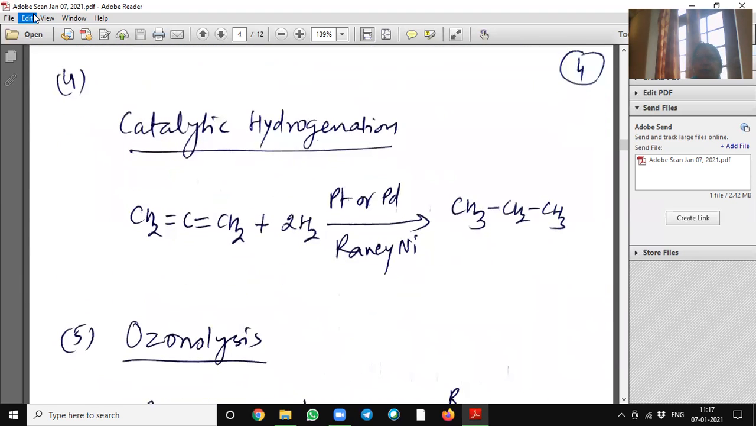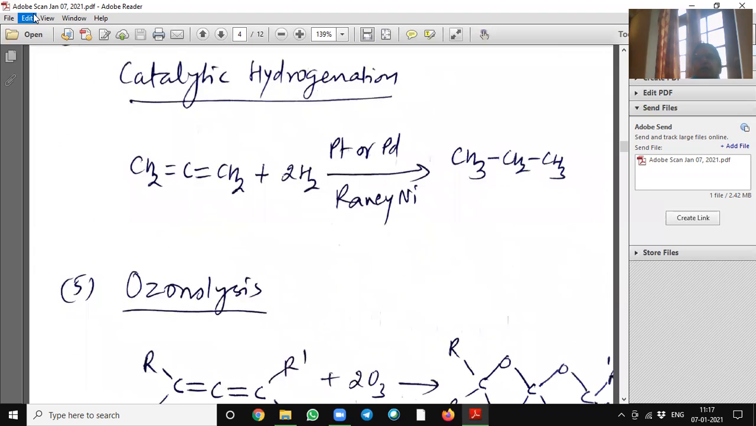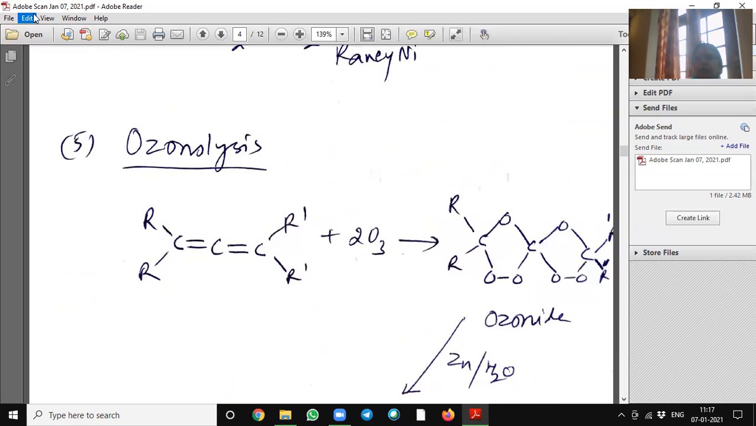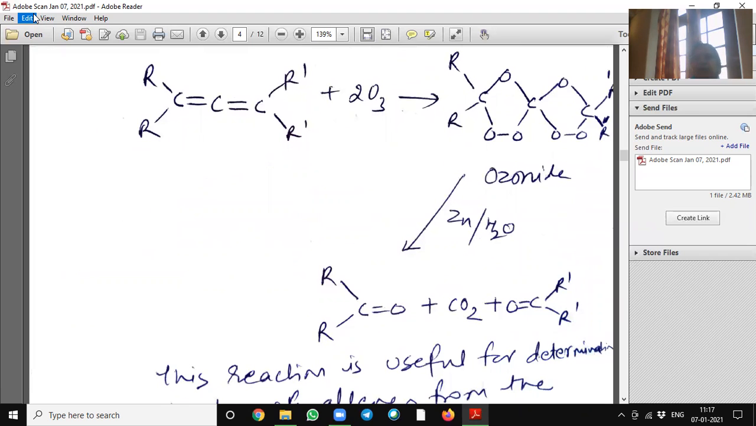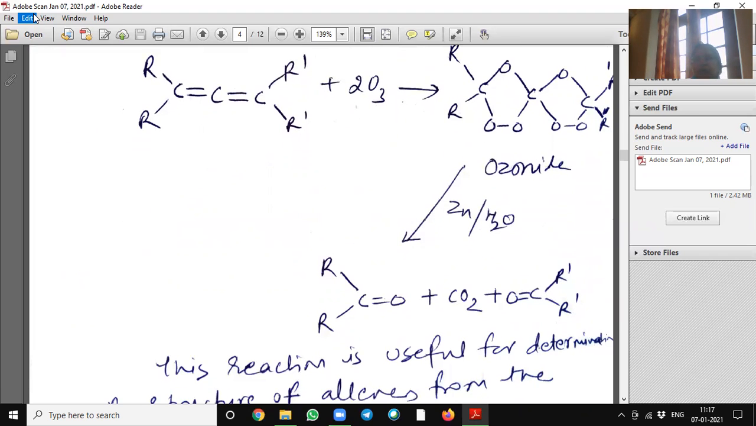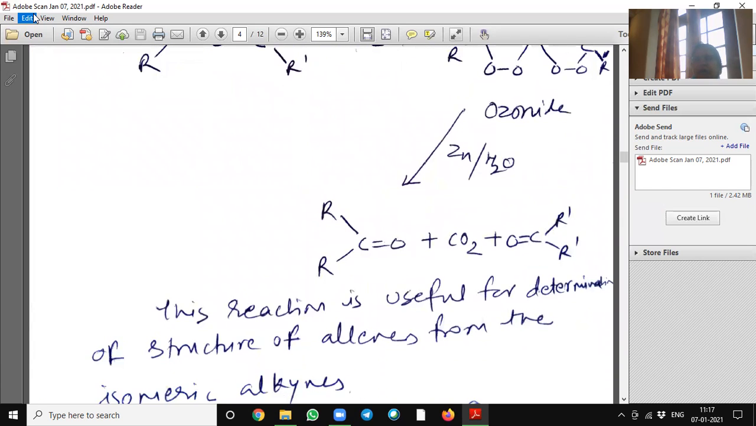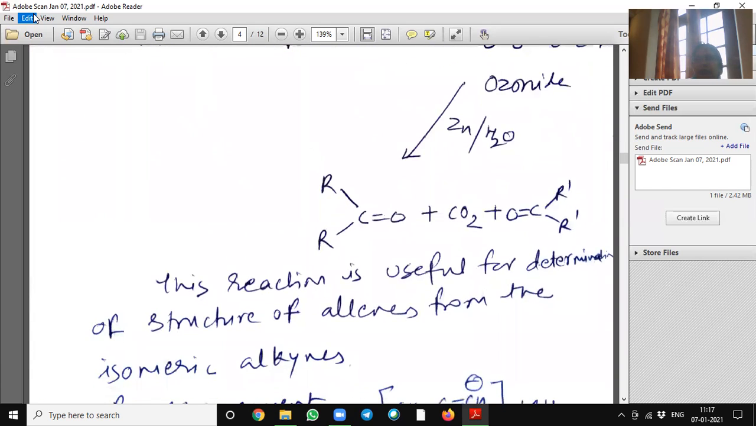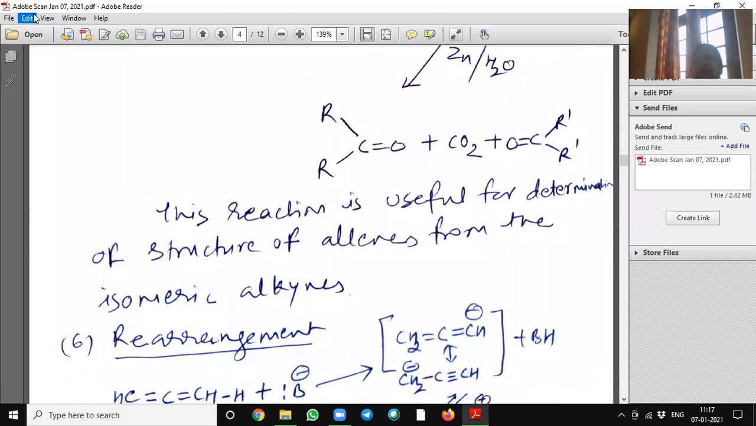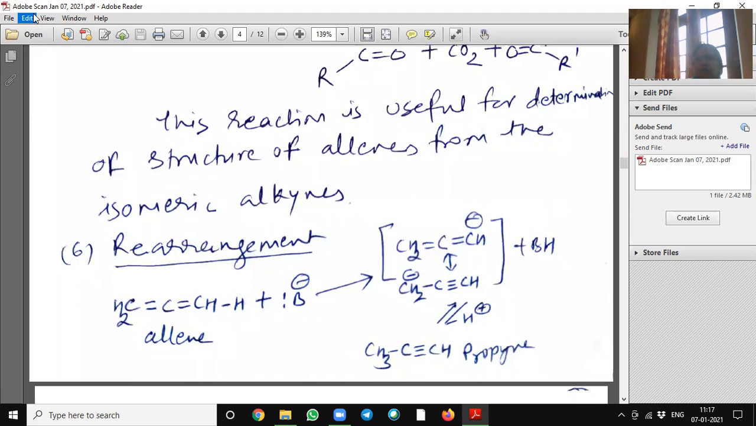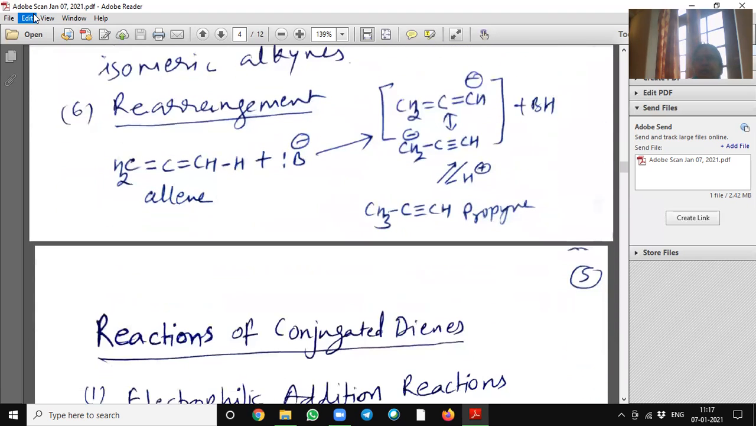Catalytic hydrogenation: when hydrogenation is carried out in presence of platinum or palladium catalyst, it will give normal propane. Ozonolysis: 2 moles of ozone, it will give ozonide, and then on hydrolysis in presence of zinc, it will give the corresponding ketone. This reaction is useful for determination of structure of allenes from the isomeric alkynes.